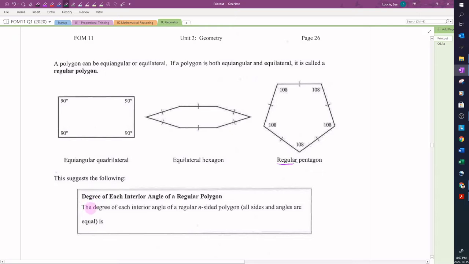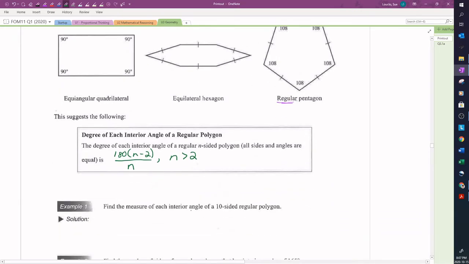This gives us the following: that we can calculate how big each interior angle is for a regular polygon. And the formula for this is 180 times n minus 2, because that's the total inside angles, if you add up all of the inside angles, and you divide that by n because there are n equal angles, okay? And again, this is as long as n is greater than 2, because you have to have a triangle. You have to have more than 2 sides for it to be a polygon, okay?